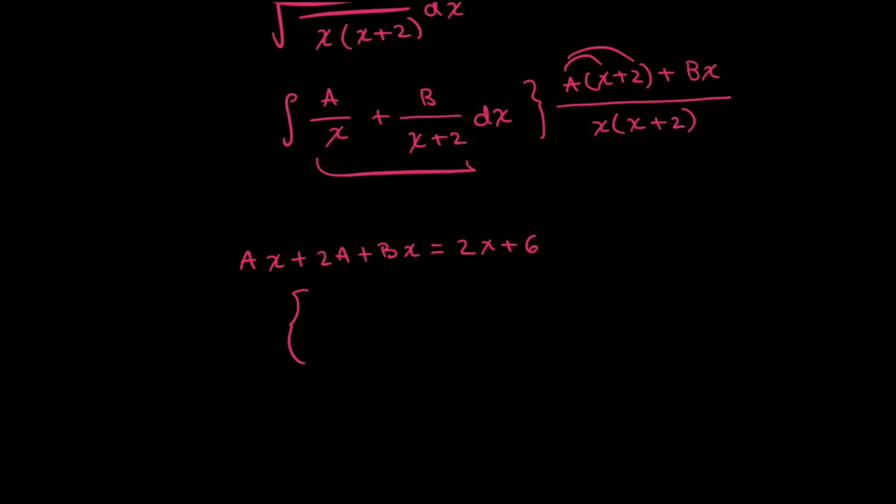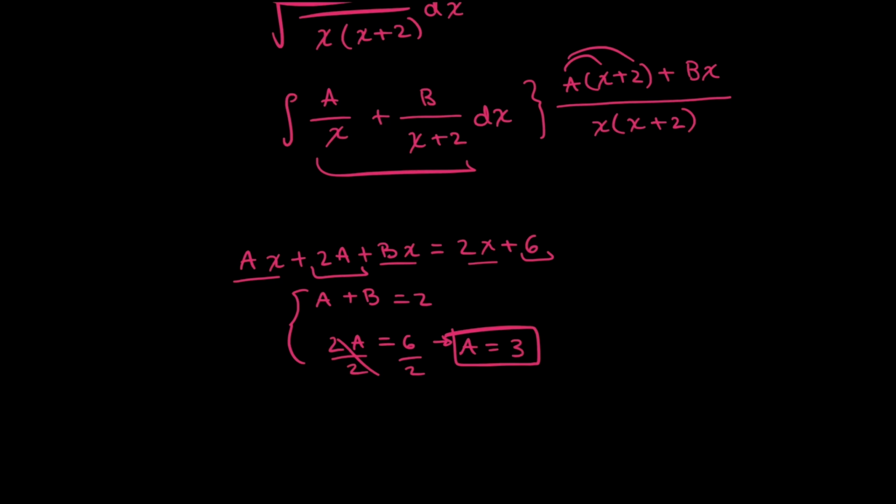Now to find my constants a and b, I'll create a system of equations. Looking at the terms that have a degree of 1, which are ax and bx, and on the right hand side I have 2x, I'll set them equal to each other, so a plus b is equal to 2. Then for the terms with a degree of 0, I have 2a and 6, so 2a is equal to 6. From that second equation, I can immediately find a by dividing by 2 on both sides, and I get that a is equal to 3.